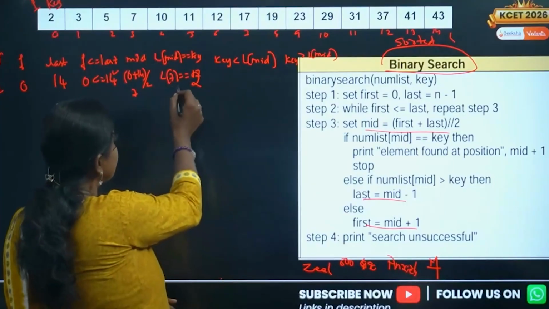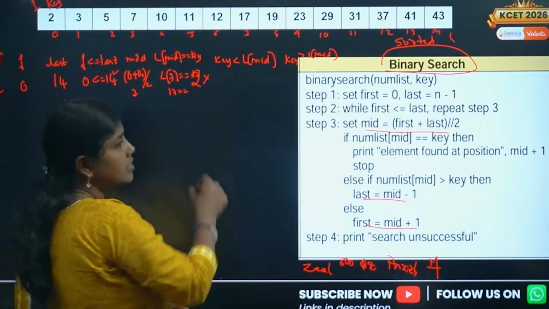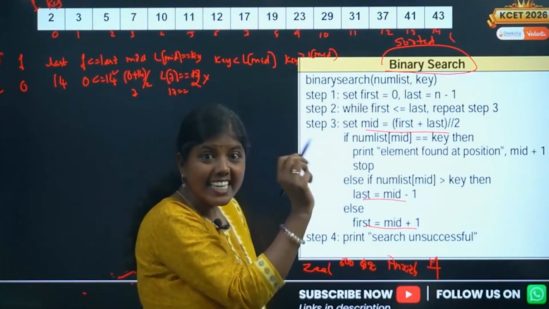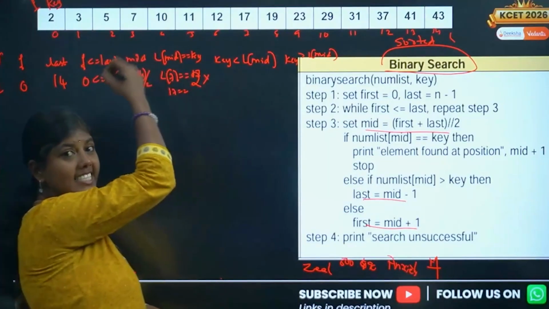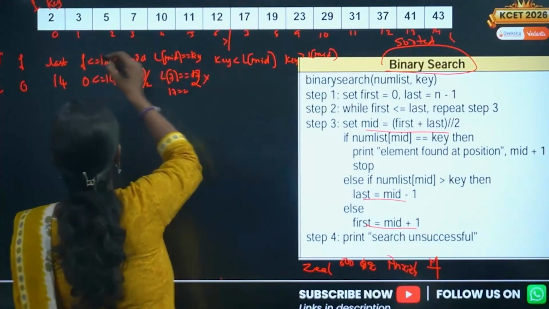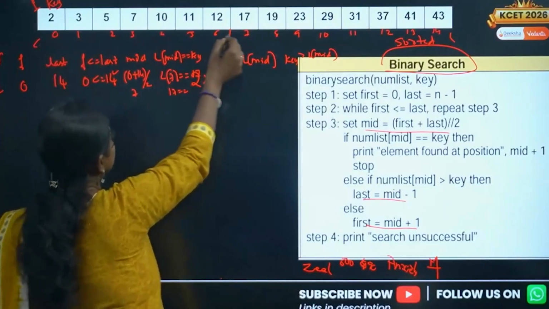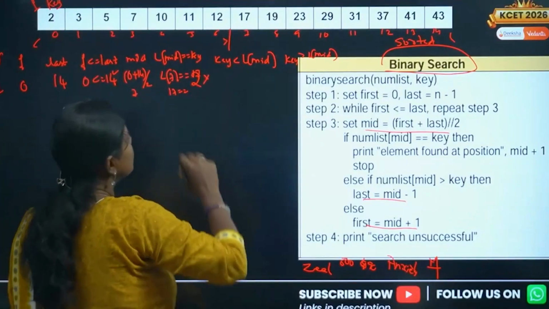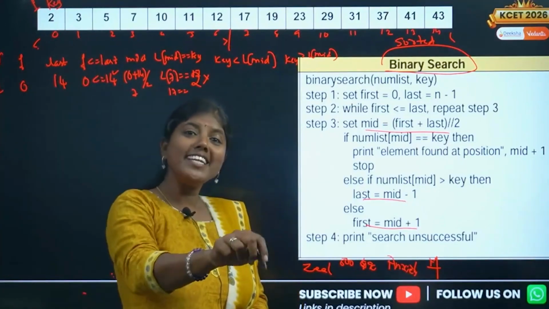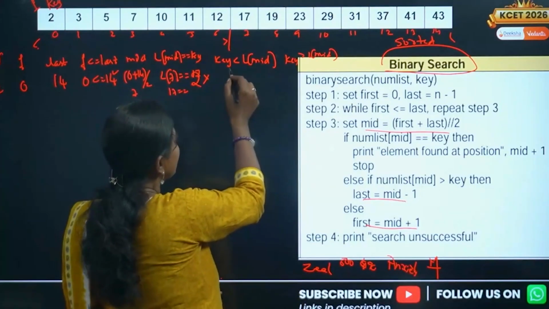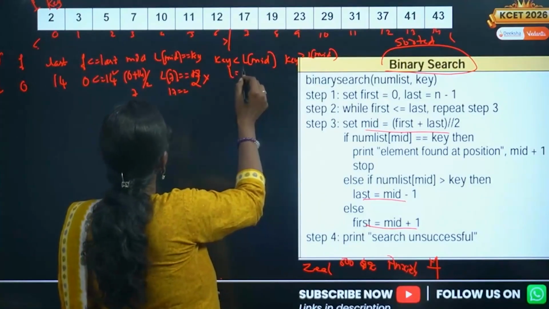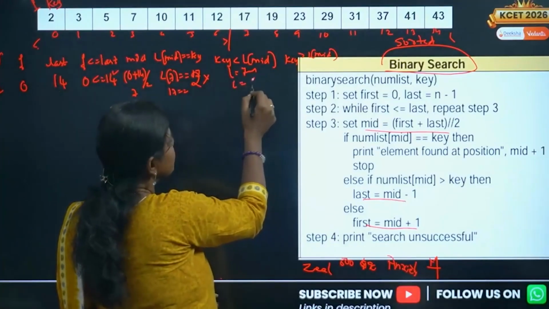Is 17 equal to 2? Definitely it does not satisfy the condition. Is my key element less? Yes, the key element is on this side. Then I have to search only from here to here. This is the boundary, this is the first, this is the last. Change the last to what? Last is equal to mid minus 1. Mid is 7, so 7 minus 1, that is last is equal to 6.